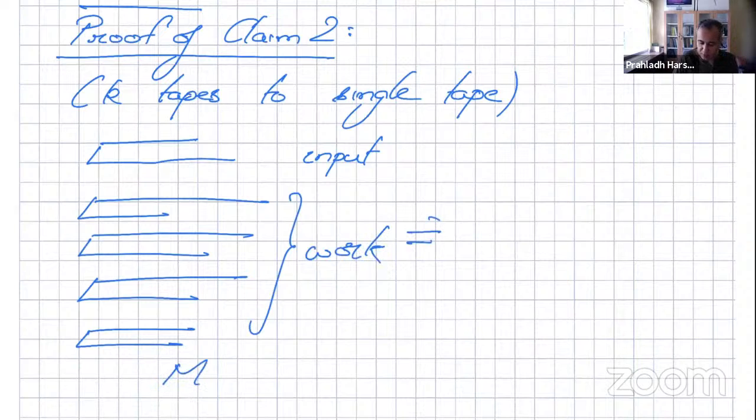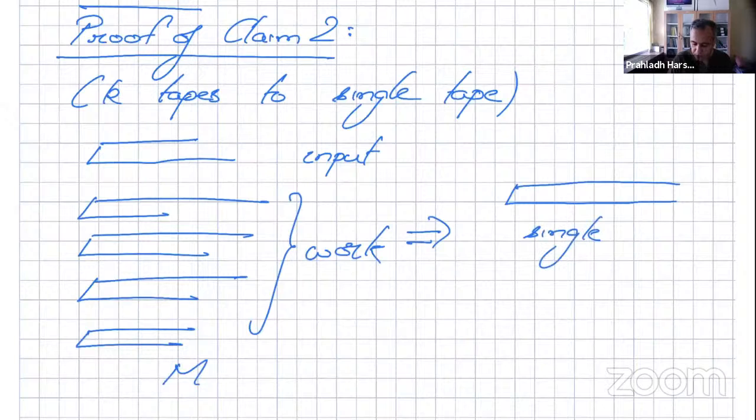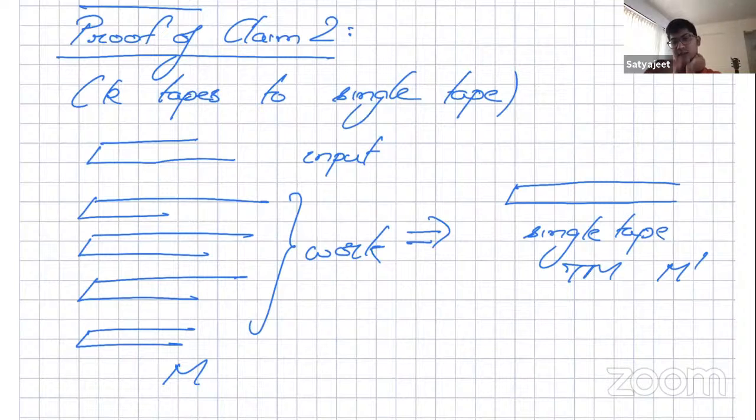I want to transform this into a single tape Turing machine, M prime. How would you do that? Maybe stick them in parallel in one single tape or something. Like this is tape 1, then this is tape 2, and so on.